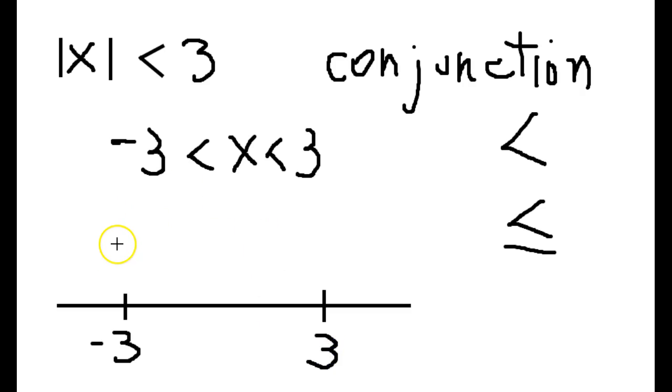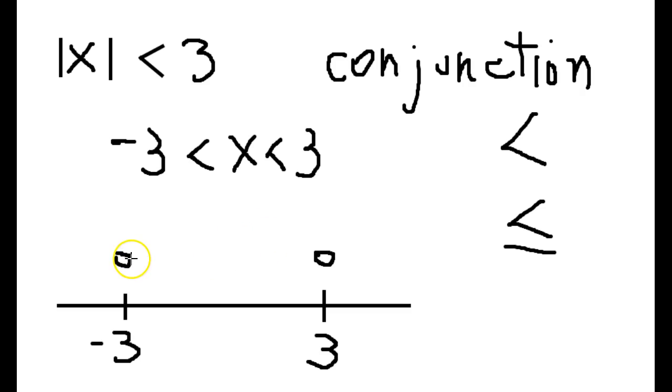Okay, and then let's consider what's happening at those points. Now, since this was a less than symbol, we know that at -3, x is not going to be equal to that. So let's draw an open circle there. Likewise, at x is equal to +3, that's not part of this inequality. It's not included because that's a less than symbol, which excludes the value of 3.